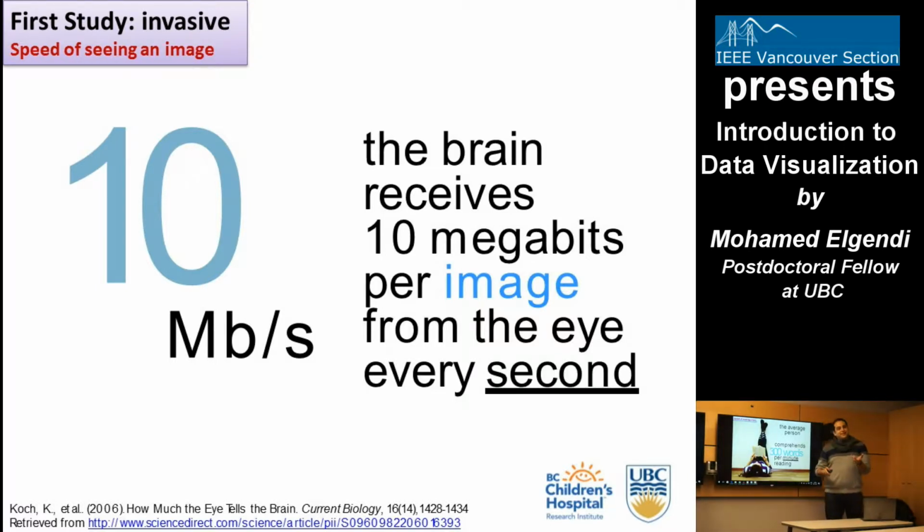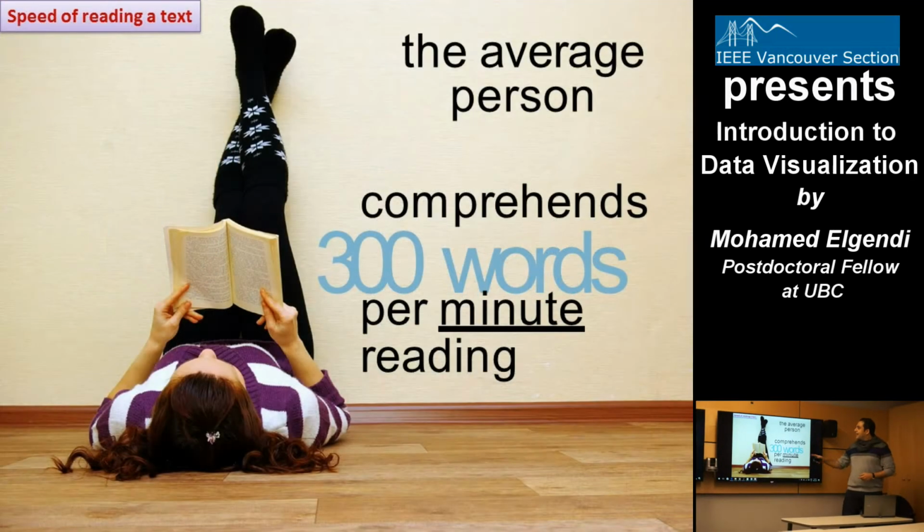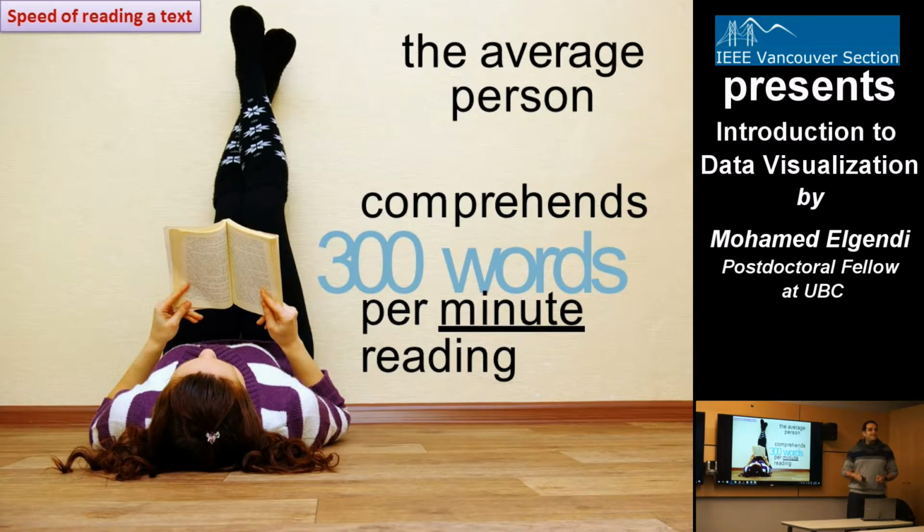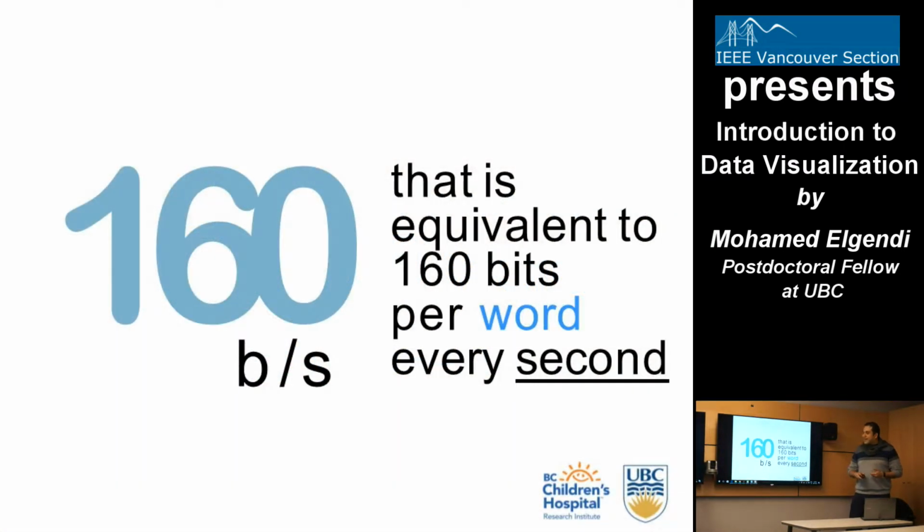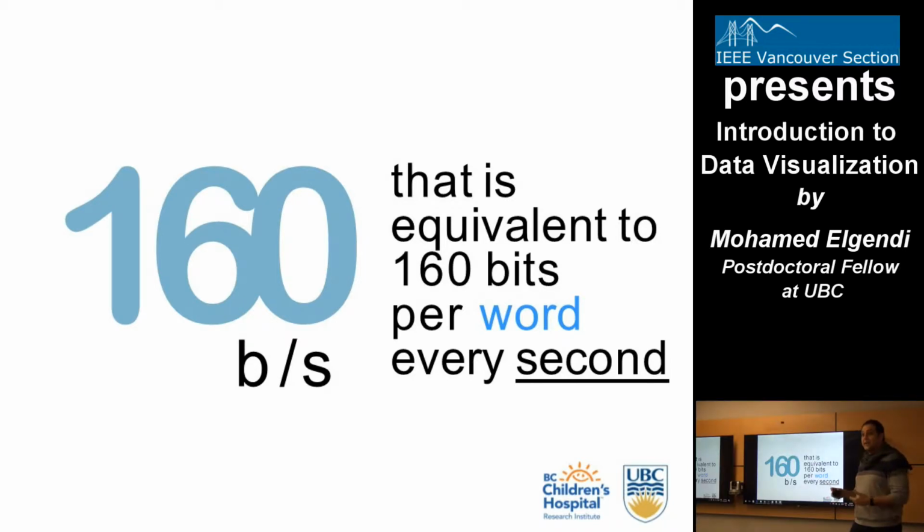That study, by the way, was done in 2006 in Pennsylvania. If I ask you how fast you can read, you're going to say perhaps I can read 300 words per minute. I can read so fast, perhaps. And if I assume, following that logic, that we represent the words in our brain by 32 bits, for example, that comes to 160 bits per second if we speak about the speed of reading.